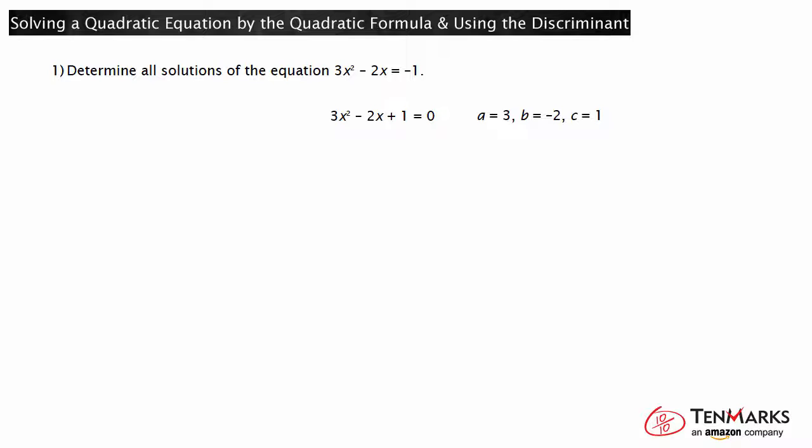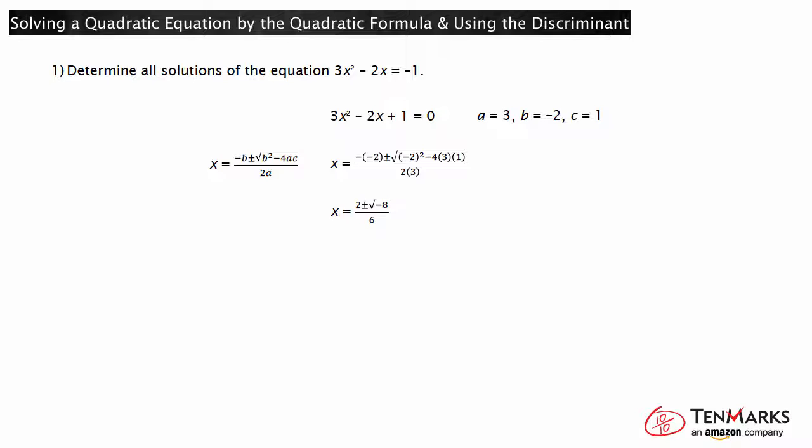The third step is to substitute the values of a, b, and c into the quadratic formula. Recall the quadratic formula. Substitution of a equals 3, b equals negative 2, and c equals 1 into the quadratic formula gives the result shown. The last step is to simplify the expression.